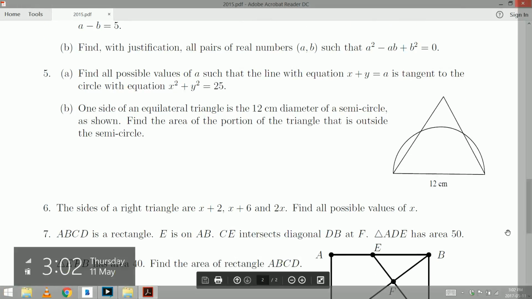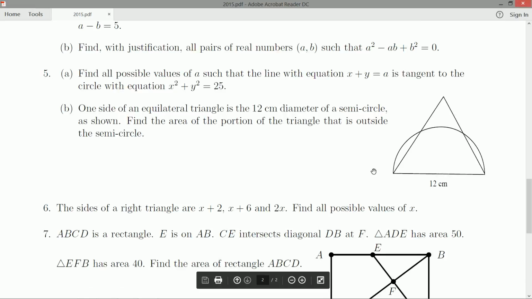What have we got with 5b? Looks like another circle going on here. So 5b, one side of an equilateral triangle is the 12 centimeter diameter of a semicircle, as shown. Find the area of the portion of the triangle that is outside the semicircle. Ooh. Outside the semicircle. All right. What are we to do?